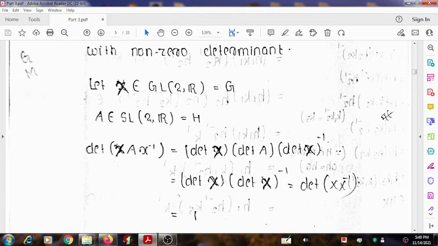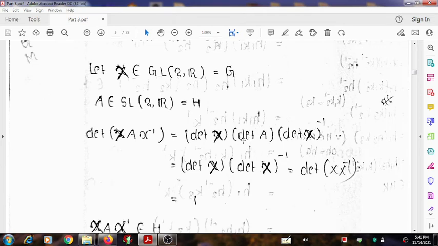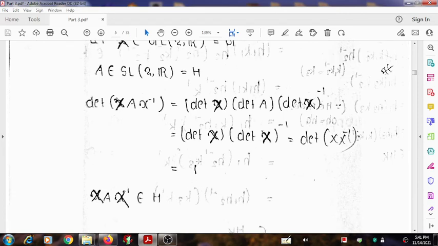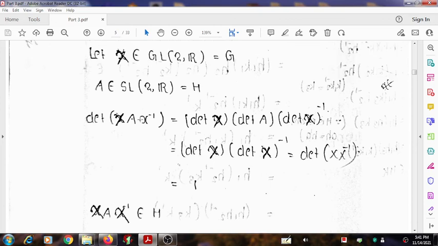Since A belongs to H, the determinant of A equals 1, so we substitute 1 in the middle, and it reduces to the determinant of X into the determinant of X, the whole inverse, which finally becomes the determinant of X into X inverse. Since X inverse is the inverse of X, X into X inverse is the identity element, and the determinant of the identity element equals 1. Finally this shows that the product X A X inverse has determinant 1. That means this product must belong to the subgroup H.